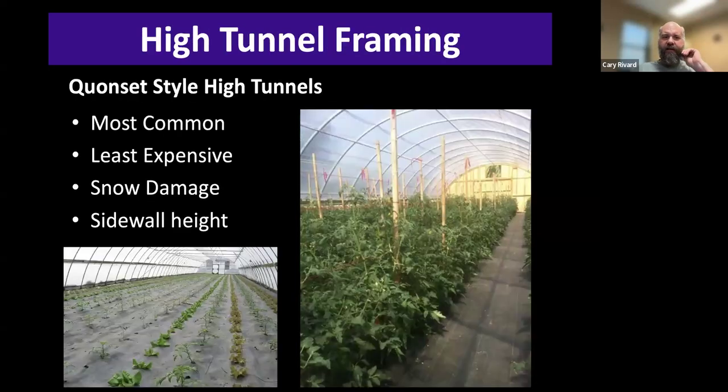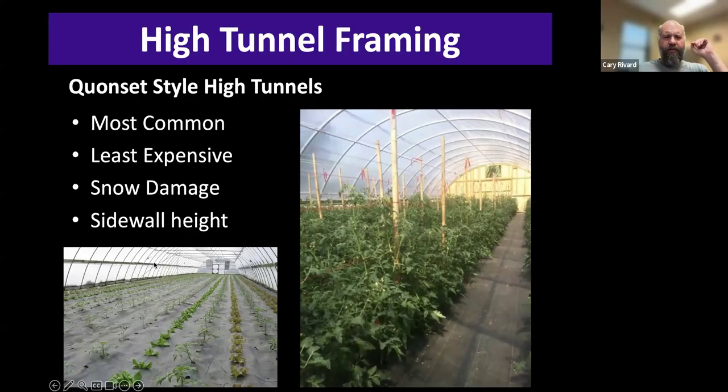Okay, so Quonset style high tunnels are sort of the most common and the things that we see the most. These are going to be the ones with the rounded tops, essentially, and they are the least expensive. Now, there's a couple challenges that can go along with them. One is that they are a little bit more prone to snow damage. There's a flat spot on the top of this roof that's going to collect snow, and it's much less likely to slide off of there. So that's one of the big challenges with growing in Quonset frames.